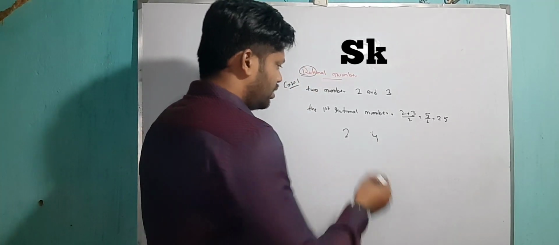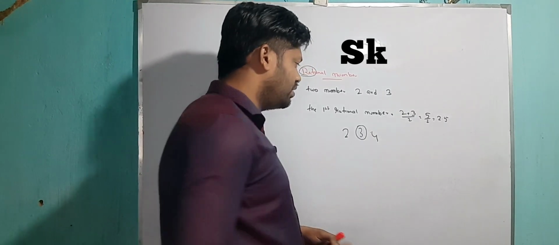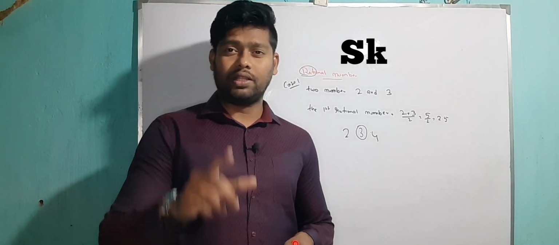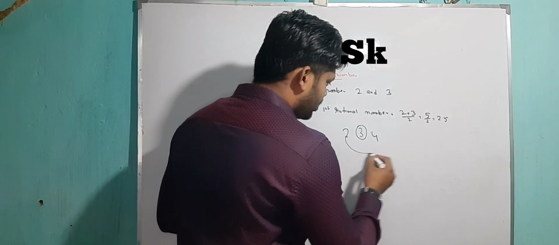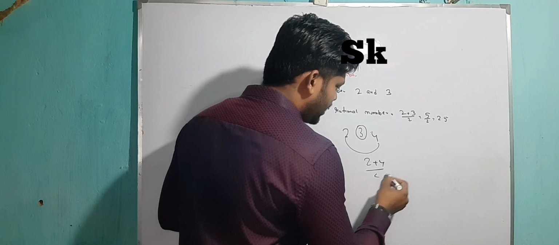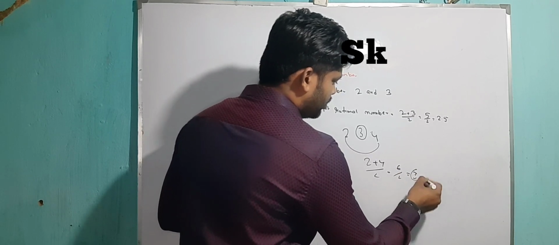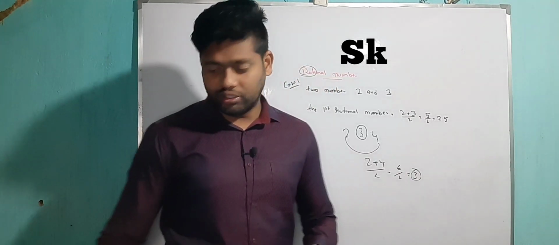Sir, 3 is a number. Very good. How did you get this 3? Sir, after 2, 3 will come, no? Not like that. Mathematically, tell me how you got 3. Sir, see, add these two and divide by 2, we get 2.5. So this is what a rational number is. So that's what I did also.